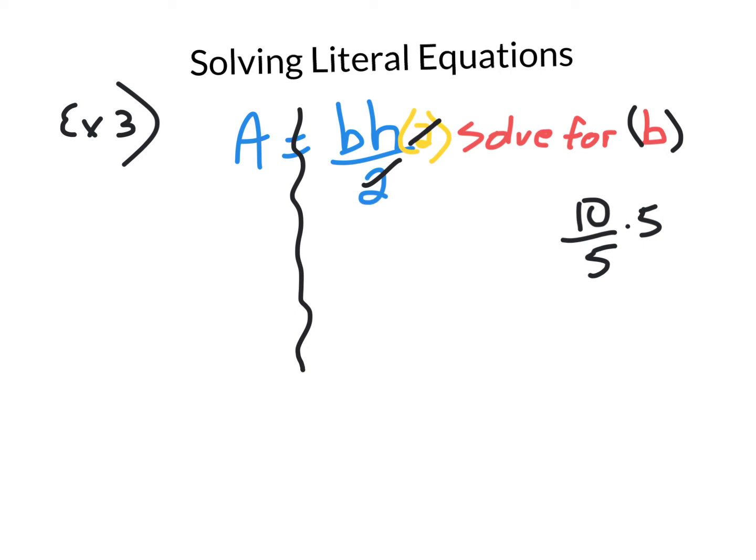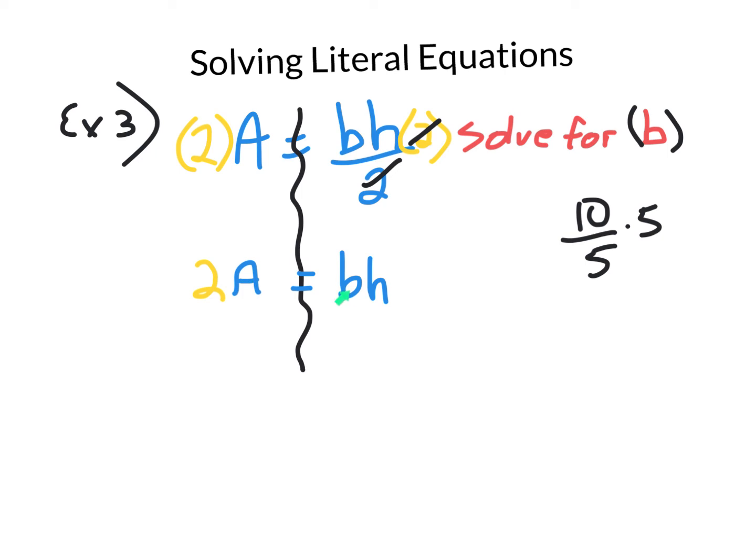But with all equations, whatever you do to one side of the equation, you must do to the other side. So we're going to multiply the area, or the capital A, times 2 as well. All right, so now our equation says that BH is equal to, and we can just write 2A, because when they run together, that means multiplication, so 2 times A.